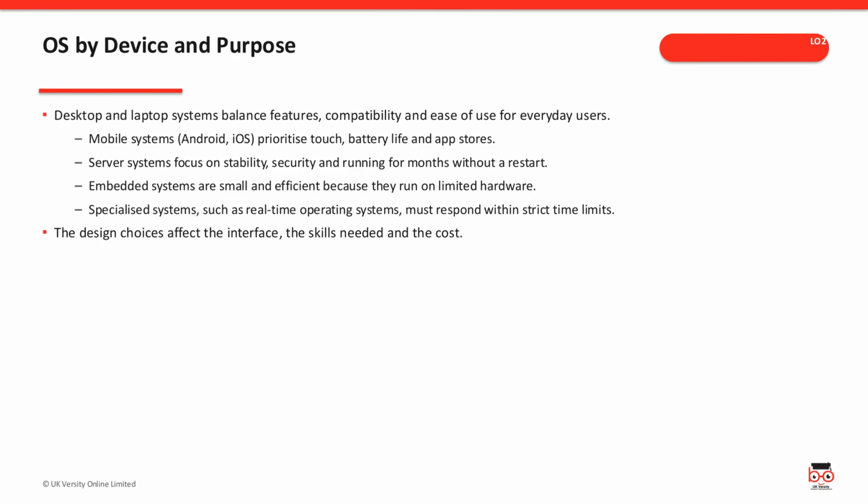A desktop system balances features, compatibility, and ease of use for everyday work, whereas a mobile OS prioritizes touch, battery life, and its app store. Server systems are all about stability and running for months without a reboot. And embedded systems stay small and efficient because the hardware is limited. A real-time system goes further still, having to respond within strict time limits, and all of those choices ripple through to the interface, the skills needed, and the price.